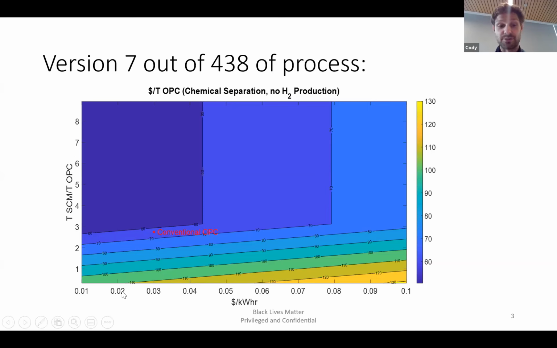It turns out that in the real world, electricity costs 6 to 7 cents a kilowatt hour, and you can only sell about half a ton of supplemental cementitious material per ton of ordinary Portland cement, which basically led us to the conclusion that this was not a very good way to make ordinary Portland cement. And things had to significantly change.